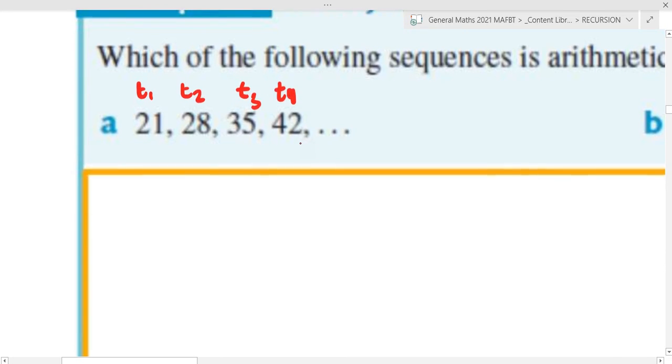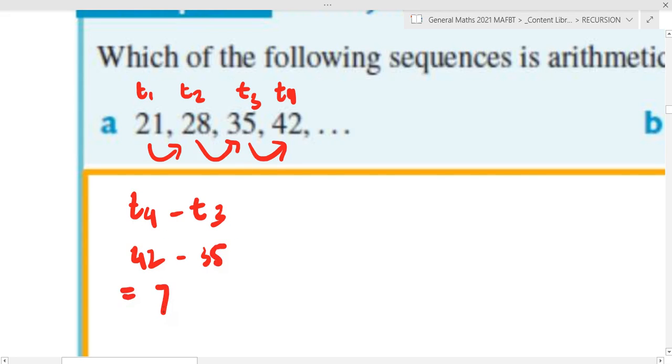Okay, so guys, can anyone tell me what this is going up or down by? 7. Yep. And how do we prove that? T4 minus T3. Good. So you can go T4 minus T3, which equals 42 minus 35, which equals 7. So that's correct. Okay. What about T3 minus T2?